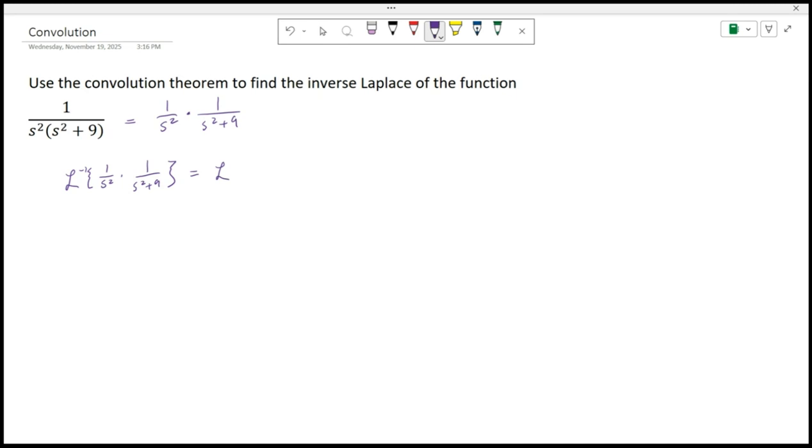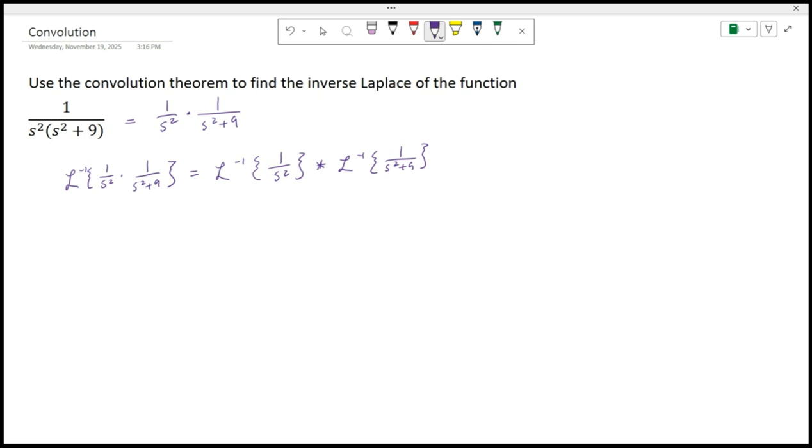So I can say this is going to be equal to the Laplace inverse of 1 over s squared convoluted with the Laplace inverse of 1 over s squared plus 9. What I'm going to do is evaluate the Laplace inverse for each function separately, and then I'll use the definition of convolution to do the convolution of those two functions.